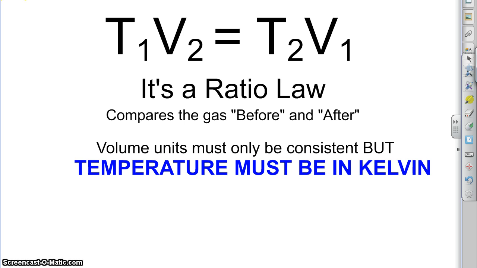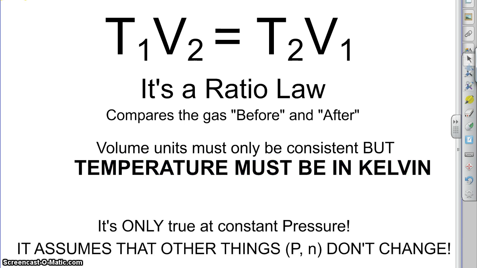Kelvin is the absolute scale. Doubling Kelvin is actually doubling the temperature. Doubling 5 degrees Celsius to 10 is not doubling the actual temperature. So you've got to work in Kelvin. Like everything else, it's only true if the things not mentioned in the formula don't change. If pressure is changing, you can't use it. So this assumes constant pressure. T1 V2 equals T2 V1.